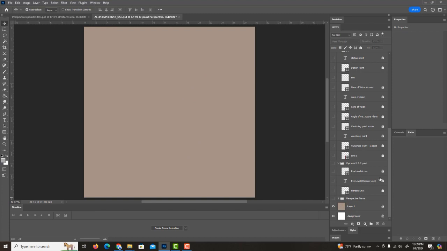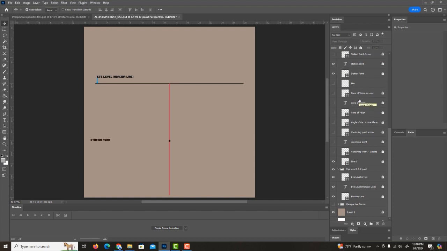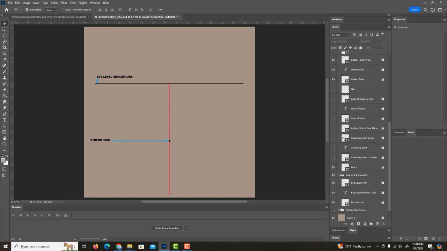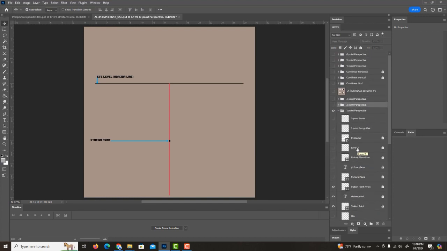So let's look at the different perspective types that you can draw. We'll start with one-point perspective. We have our horizon line or our eye level line placed in here. Now we're going to create our station point, the distance our viewer is from the picture plane. So that's our station point right there. When we know the station point, we can determine the focal length that we want to use.